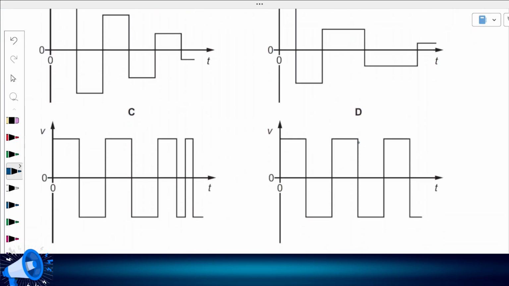Now we have to compare between C and D. Since it is moving at a constant speed, it would take an equal interval of time for equal change in velocity. So that's why C cannot be the option, and the only option we are left with is D.